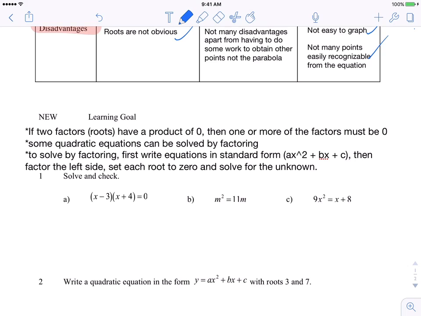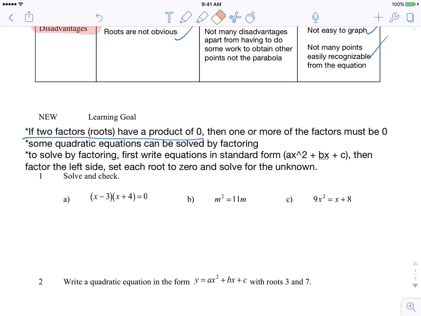The learning goal for this lesson is to understand that if two factors or roots have a product of 0, and what I mean by that is if you look at the first example, x minus 3 is one root and x plus 4 is another root, and those are factors because they multiply to get a product of 0. So if two factors or roots have a product of 0, then one or more of the factors must be 0. And please understand what it's saying.